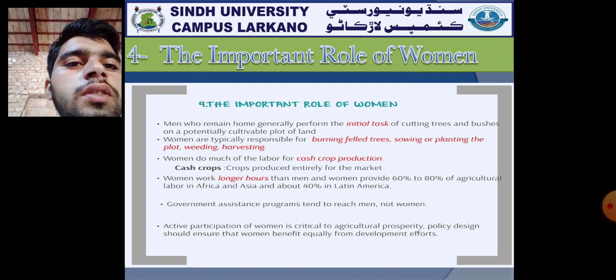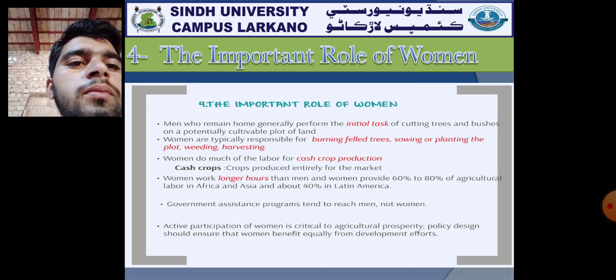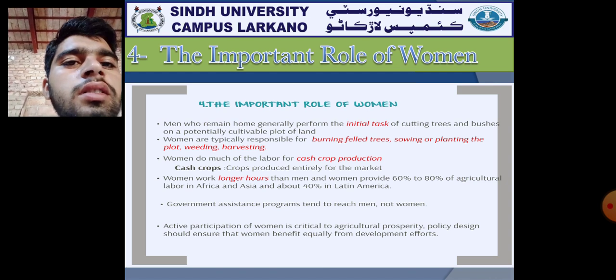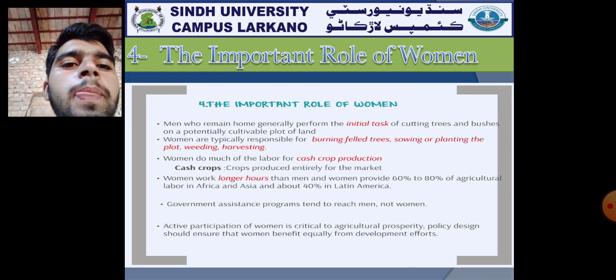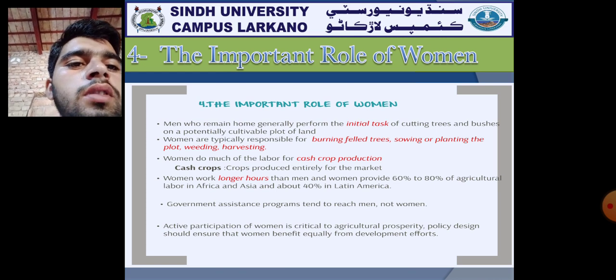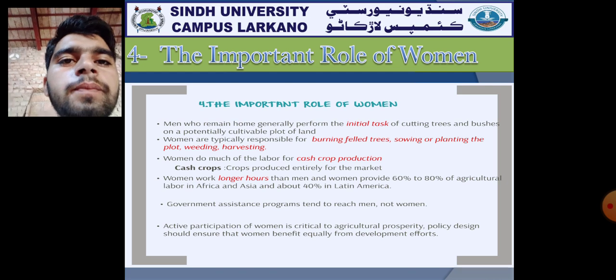Cash crops are produced entirely for the market. Women work longer hours than men, and women provide 60% to 80% of agricultural labor in Africa and Asia, about 40% in Latin America. Government assistance programs tend to reach men and not women.